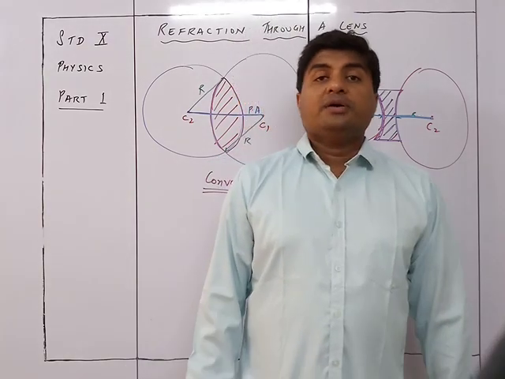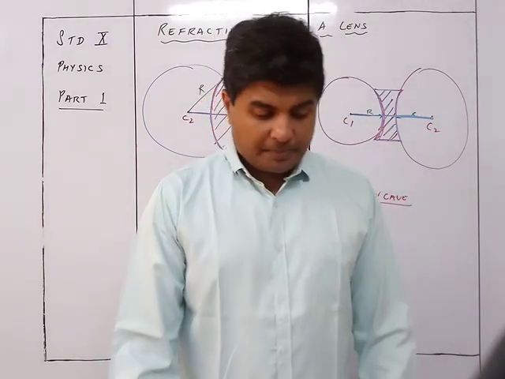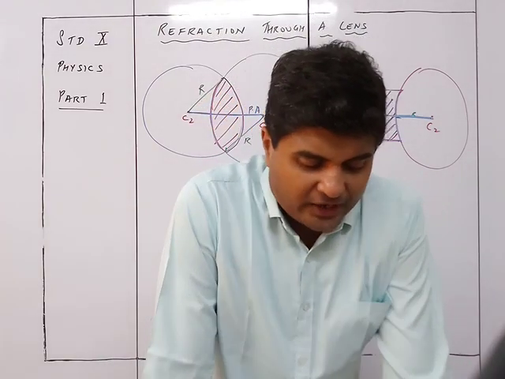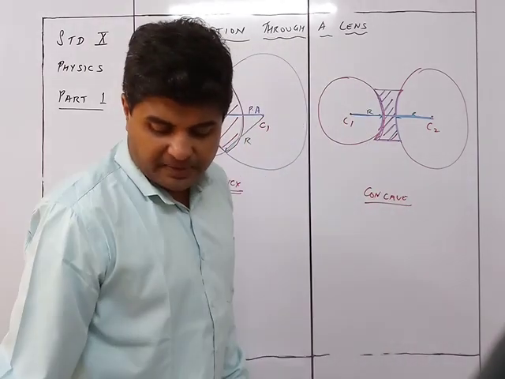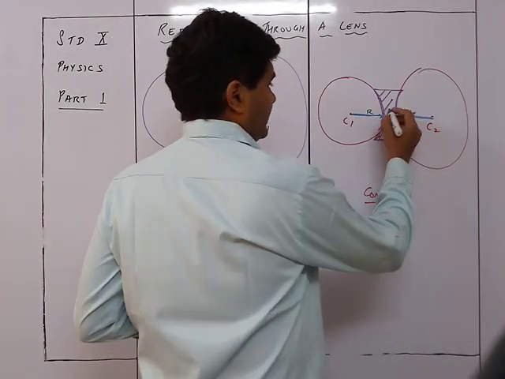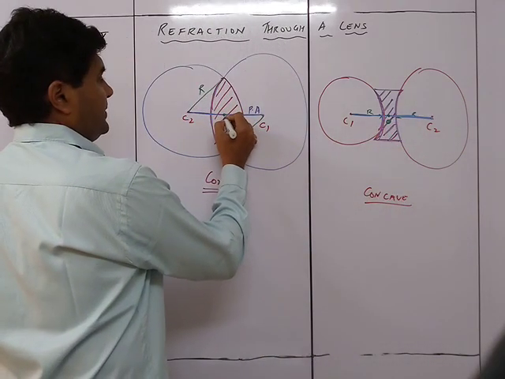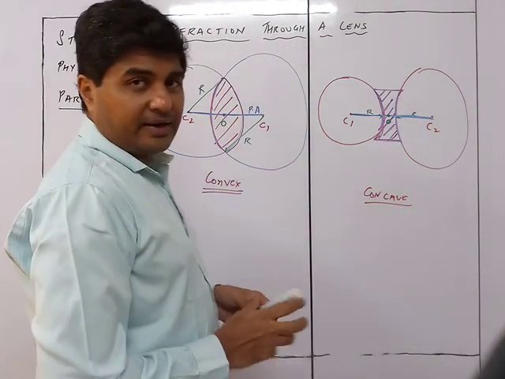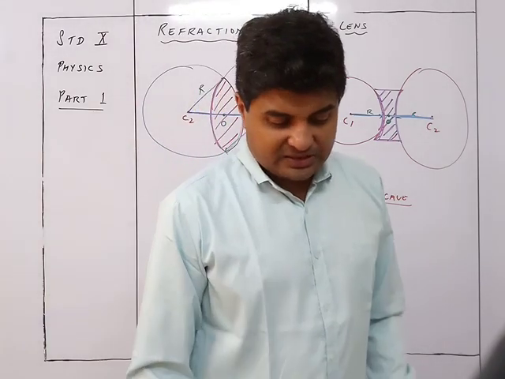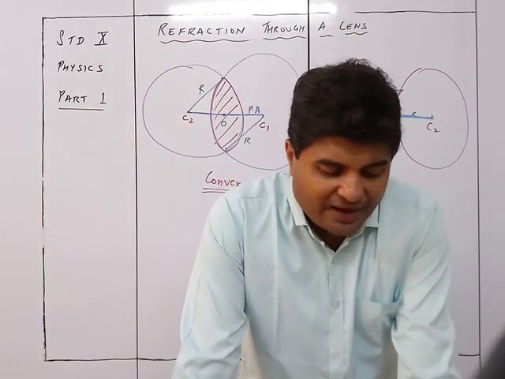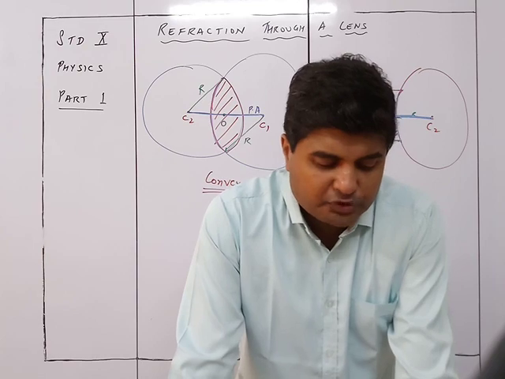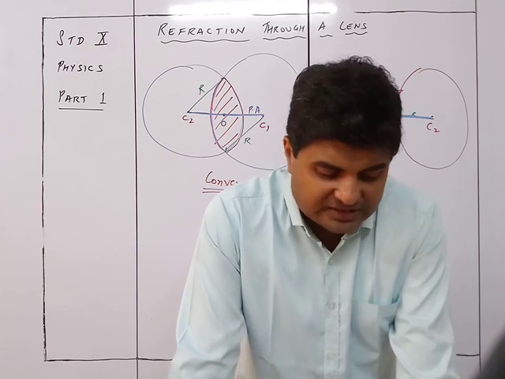The next is optical center. Optical center is a point on the principal axis, that will be over here. This is the optical center. It is a point on the principal axis such that a ray of light passing through this point emerges parallel to its direction of incidence.